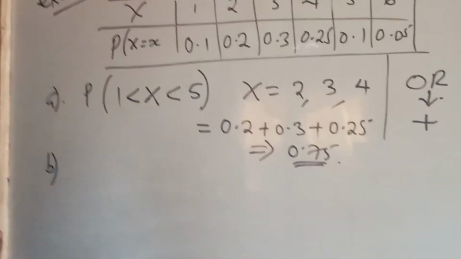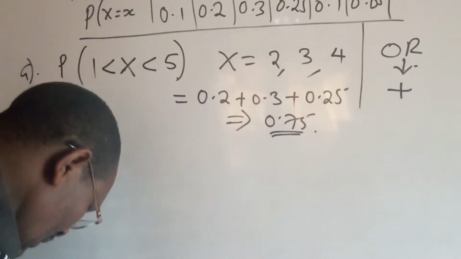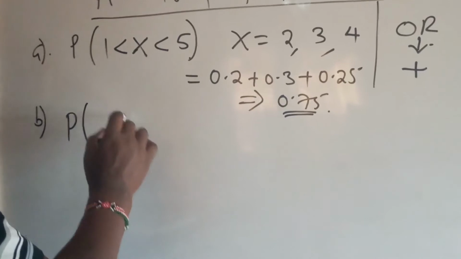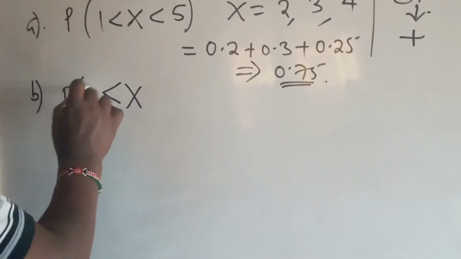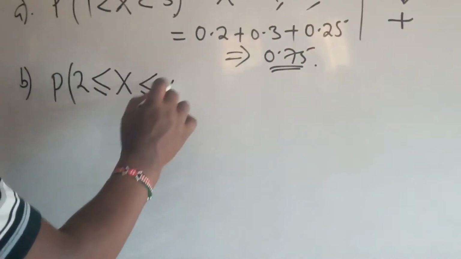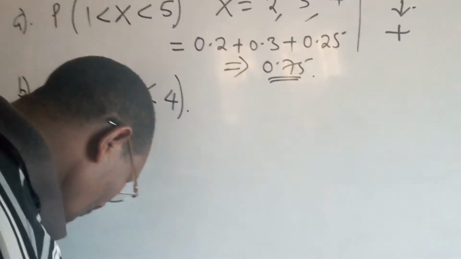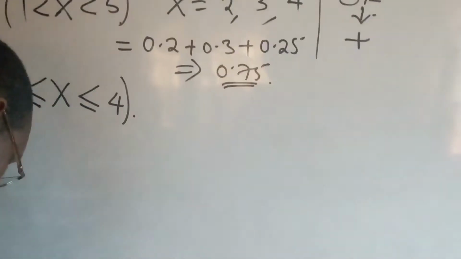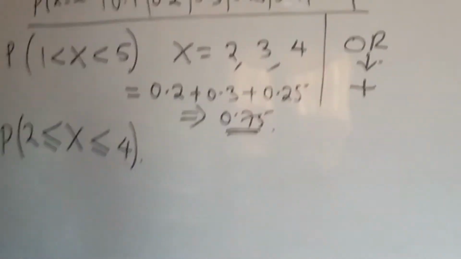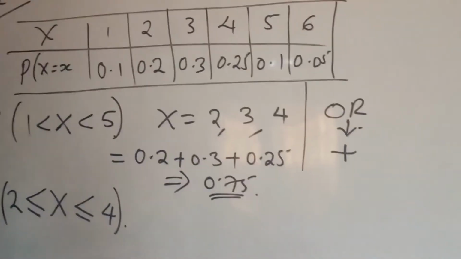and the boundary is not included. Part B, we are talking of the probability of a value of x being greater than or equals to 2, less than or equals to 4. And what we can see is that the boundaries themselves are included.